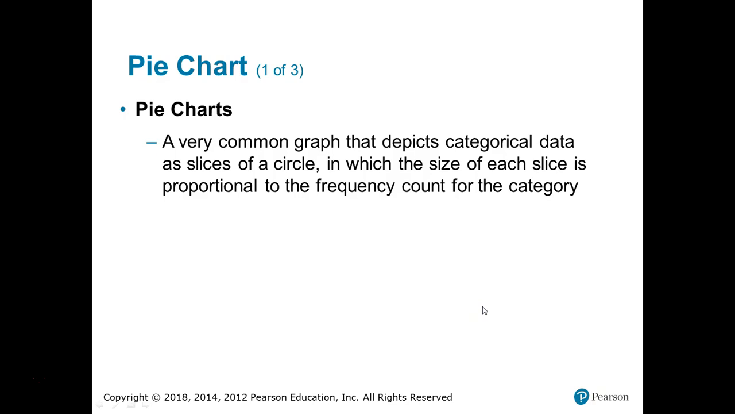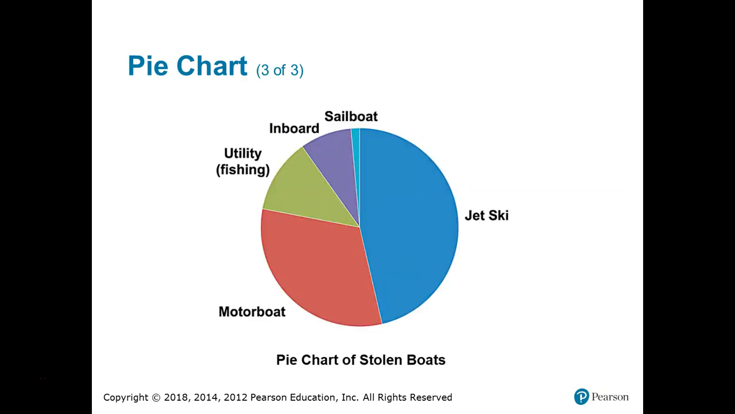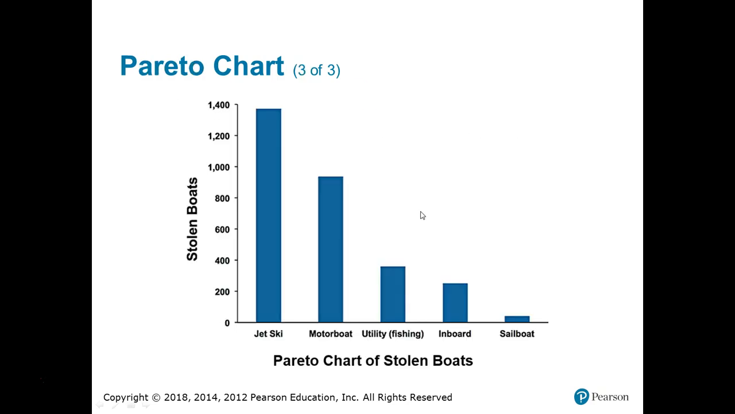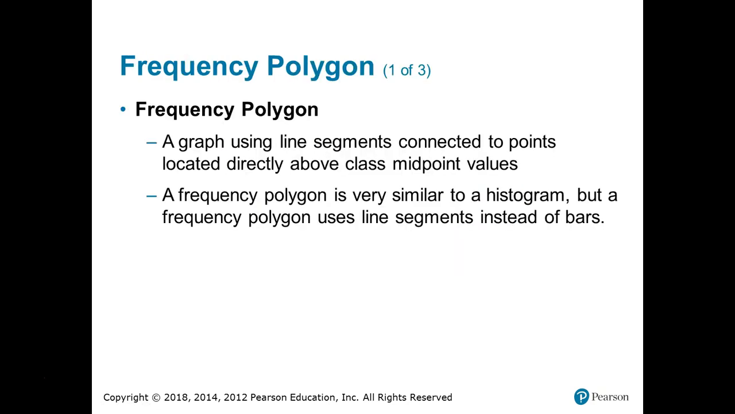Pie charts, again, another one you should be very familiar with. They depict categorical data as slices of a circle in which each slice is proportional to the frequency count. So this is the same data as shown in this Pareto chart, just in a pie chart form, showing that jet skis is the majority of it, and then going down in descending order. Each one would have respectively less pieces of the pie.